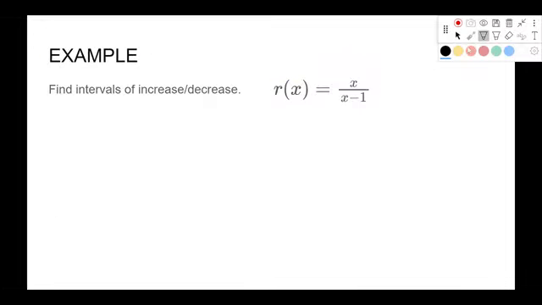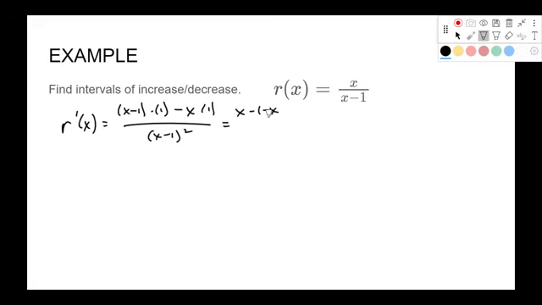All right, let's try this third one here. So now there's a denominator. So I'm going to use the quotient rule to derive this. All right, so we're going to have x minus 1 times 1 minus x times 1 over x minus 1 squared. So if I clean this up, I get x minus 1 minus x over x minus 1 squared, which is negative 1 over x minus 1 squared.